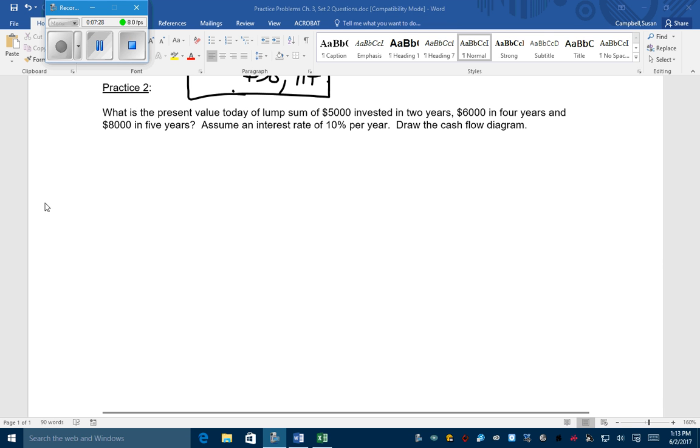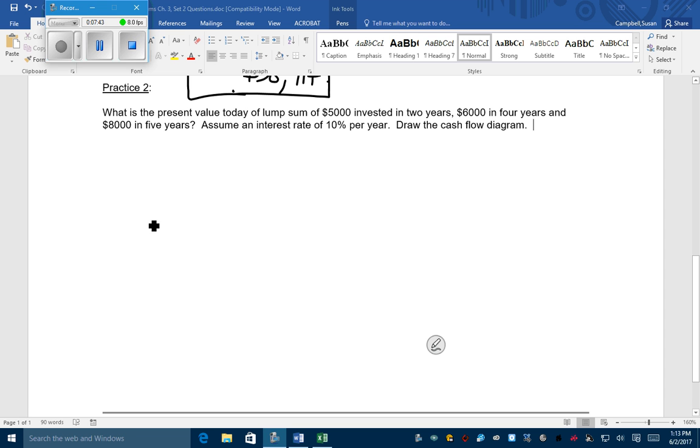Okay, let's try a second problem. The question is, what is the present value today of a lump sum of 5,000 invested in 2 years, 6,000 in 4 years, and 8,000 in 5 years? Assume an interest rate of 10% and draw the cash flow diagram.